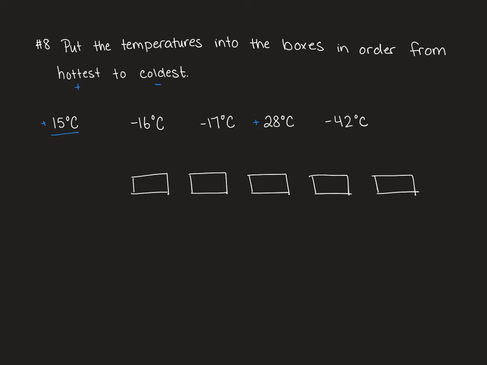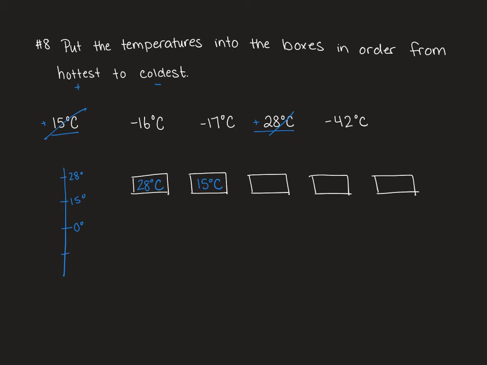So we've got 15 and 28 is bigger. So we'll put that in the first box, 28 degrees Celsius. Then we're left with 15 degrees Celsius as our other positive number. Now we have to think of what would be further up and down on a thermometer, right? So we've got 28 degrees, 15 degrees, we'd have 0 in the middle, and then it's going to start going down, right? Minus 2 is not that cold. Minus 40 is very cold.